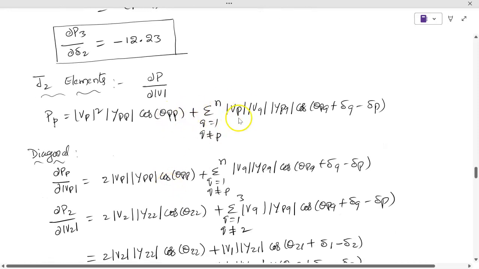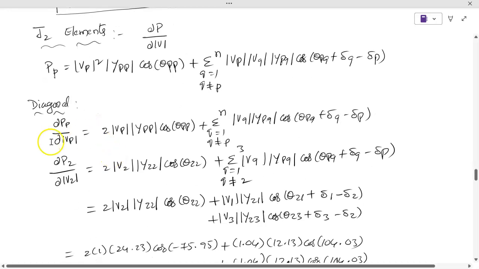For J2, this equation again commonly you can write, but J2 is dou P by dou V. So with respect to V we need to derive. So dou PP by dou VP. With respect to VP we need to derive this equation, differentiation. Then after differentiation, after deriving that we'll get this. Here VP is here, that means 2 VP. Differentiation of VP square is 2 VP, another 2 VP, and the same as such will come.